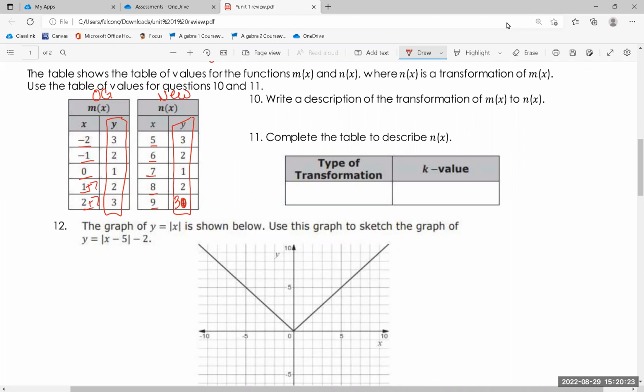So 1 plus 7 is 8. 2 plus 7 is 9. 0 plus 7 is 7. So it works for everything. -1 plus 7 is 6. -2 plus 7 is 5. So we're adding 7 to all the x values, and that's going to give me a horizontal shift. And if we're adding 7, we're going to the right 7.